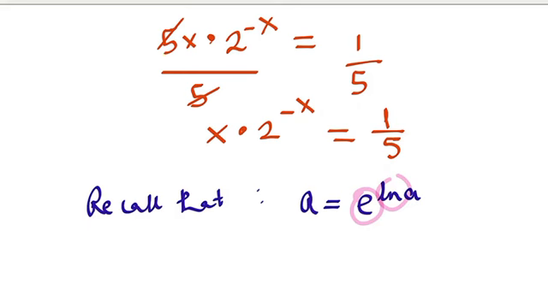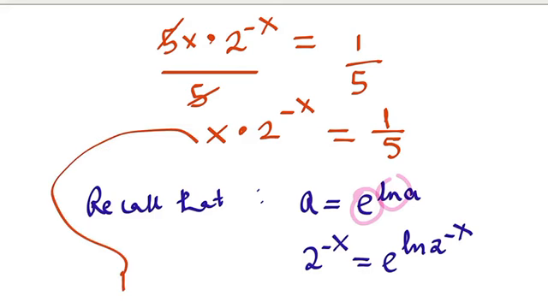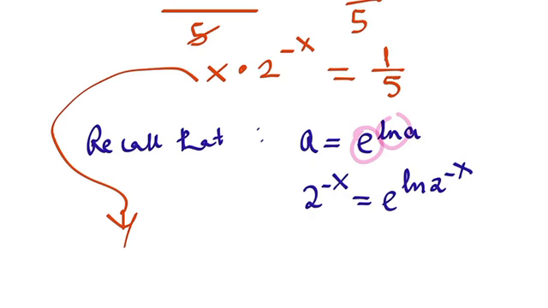We can now see that we can rewrite this 2 to the power of minus x to also be e to the power of ln 2 to the power of minus x. So therefore, from here, we're going to have x multiplied by e to the power of ln of 2 to the power of minus x, then equals 1 over 5.